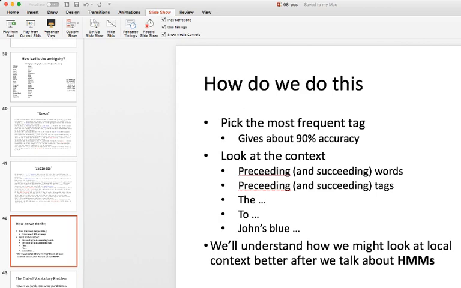So when we talk next time about HMMs, we'll understand a good way of looking at local context. There are other ways of doing this that are actually more powerful than HMMs, but HMMs are something that you need to understand, and they're relatively simple.